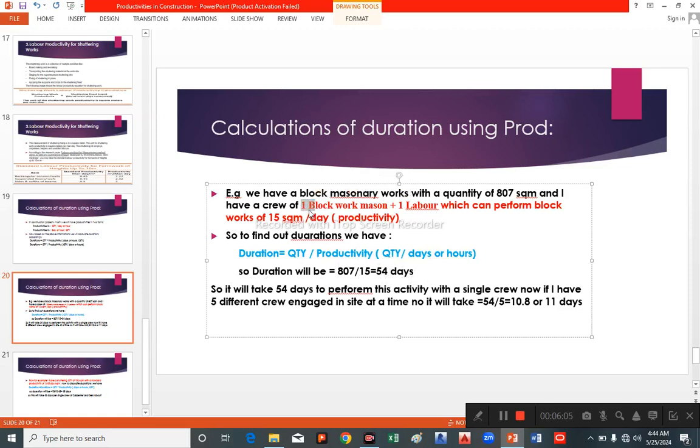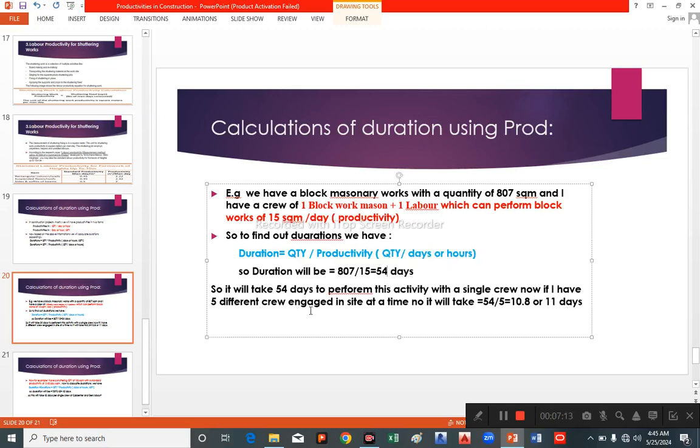Now, if we have one crew working on our site, then this one crew will complete this quantity of block masonry in 54 days, on only a single crew. If we increase the number of crews, the duration shifts accordingly. Obviously on sites we have multiple crews, because there might be a huge quantity of work to perform. So it will take 54 days to perform this activity with a single crew. This duration will be consumed by a single crew.